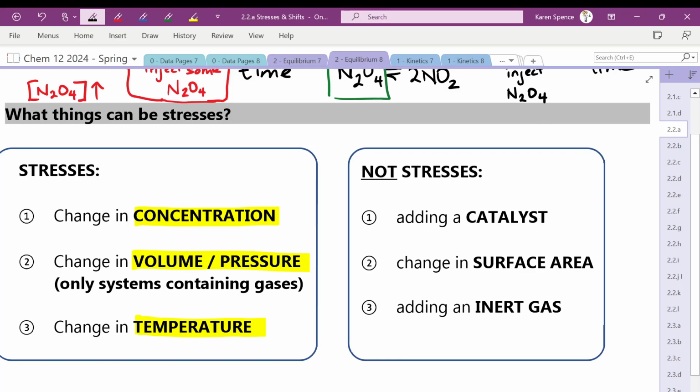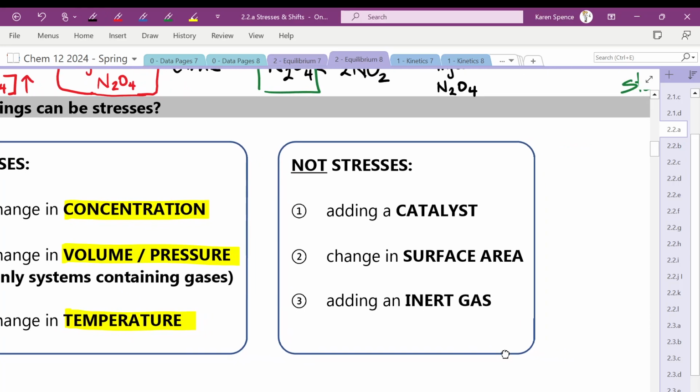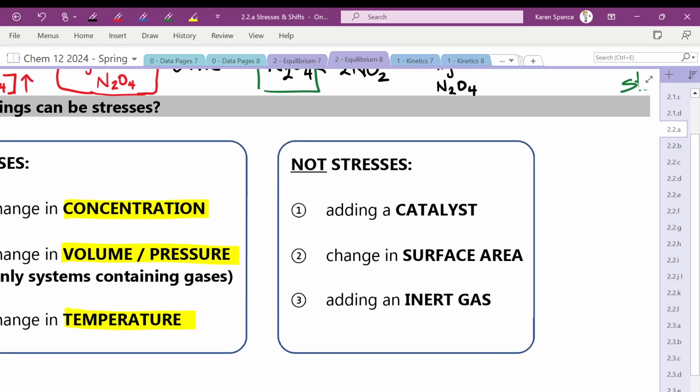Now, there are things that are not stresses, and you might be like, but adding a catalyst would change the rate. But here's the deal. A catalyst speeds up the forward and reverse rates by the same amount, so the rates stay equal. So you stay at equilibrium, okay?